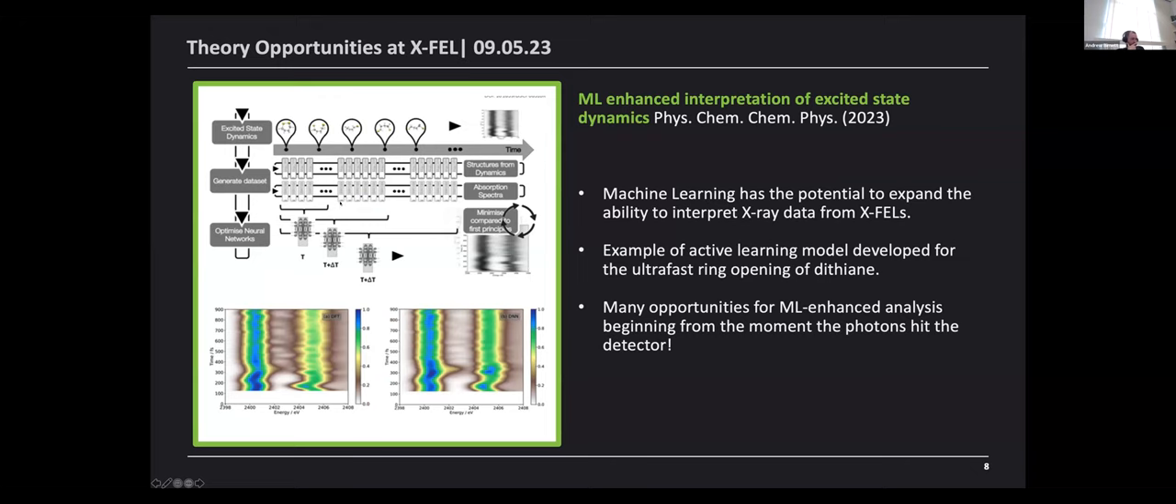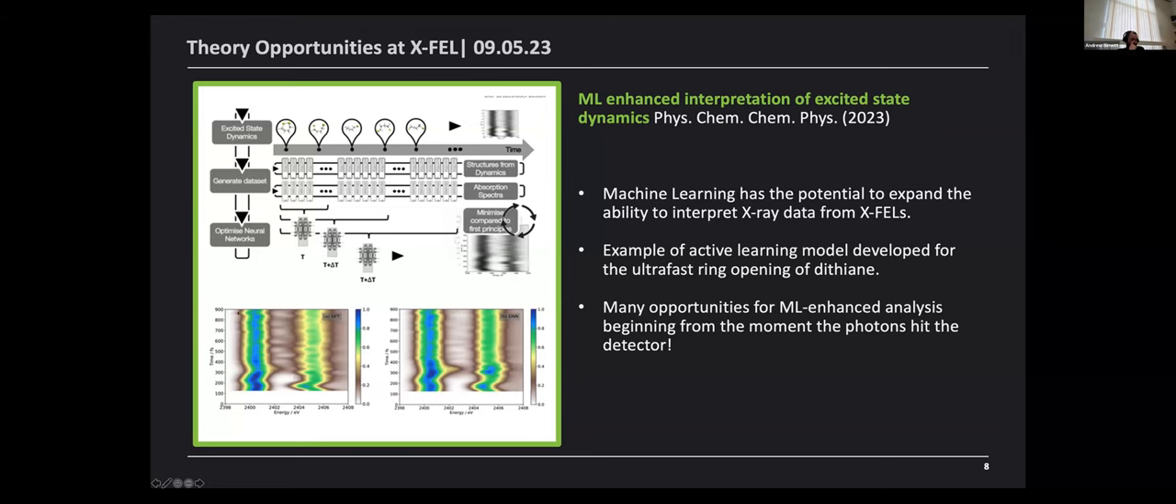What was done in this case is that as the molecular dynamics were run at each time step, data from the spectral calculations were taken and used to train a neural network. This neural network could then predict the spectra at all remaining time steps. Essentially this cycle was iteratively improved until the neural network had enough data to be able to predict the remaining experimental signal.